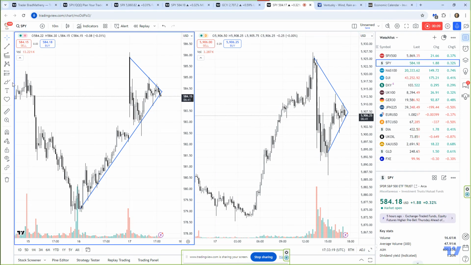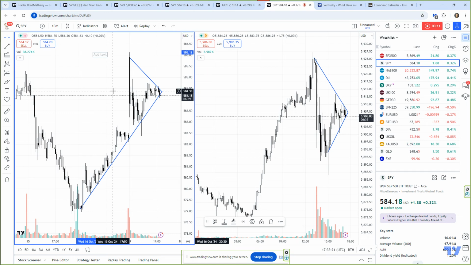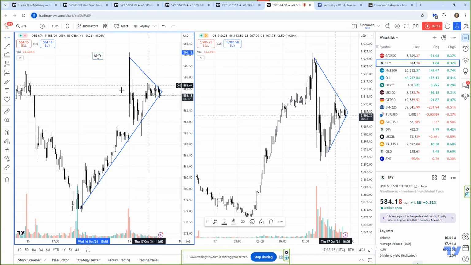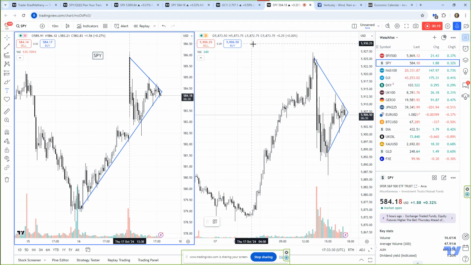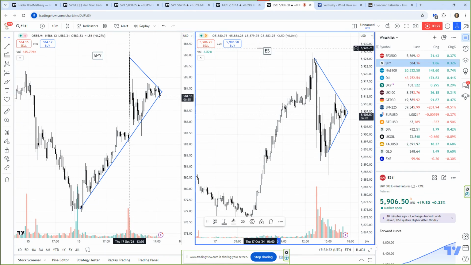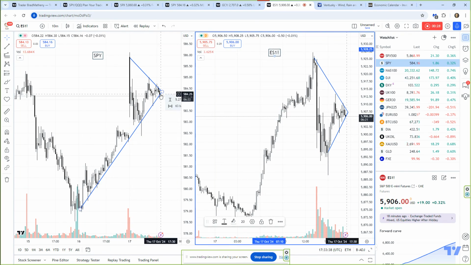We have the SPY over here setting up, and we have the ES over here setting up. Now, where we're at with this, folks, is pretty interesting. We've got this broad flagging formation, right?